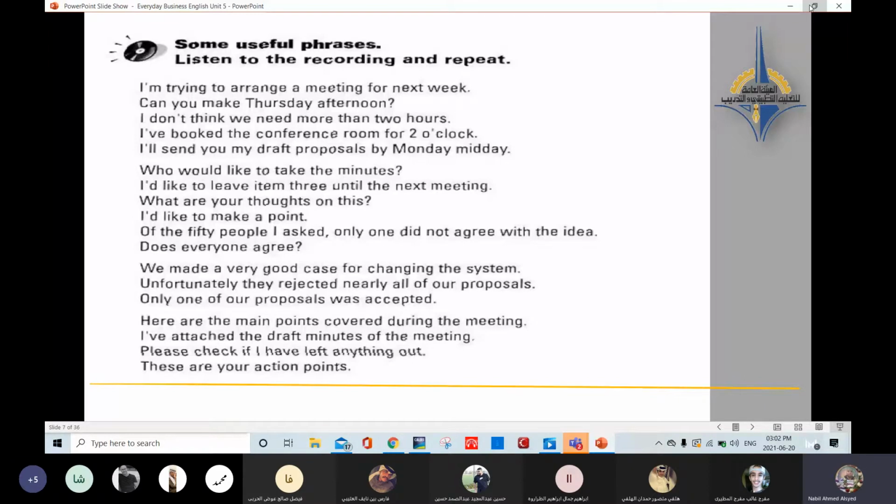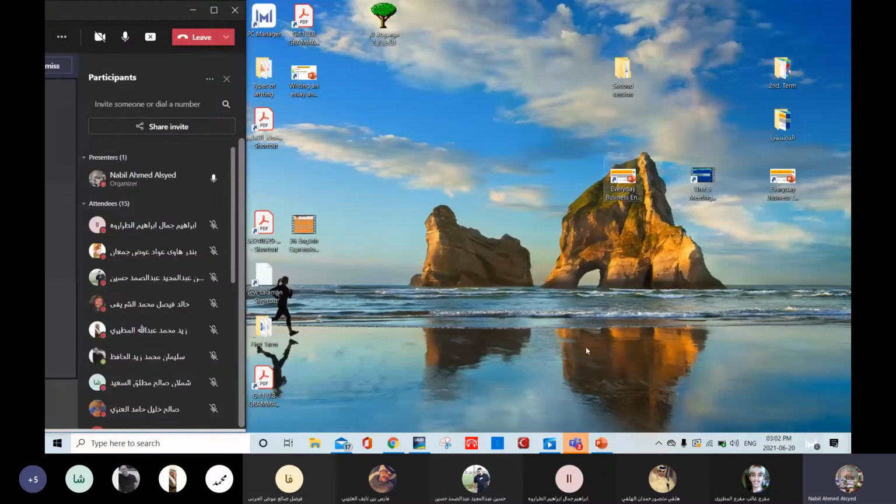These are your action points. هذه نقاط العمل الخاصة بك. Let's complete listening to some other phrases.